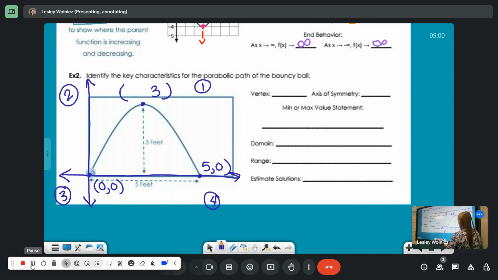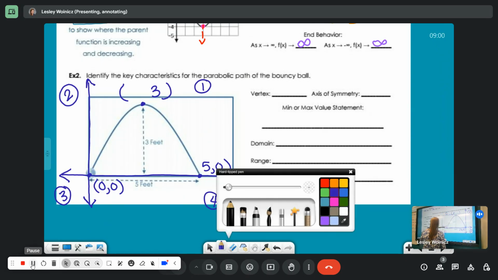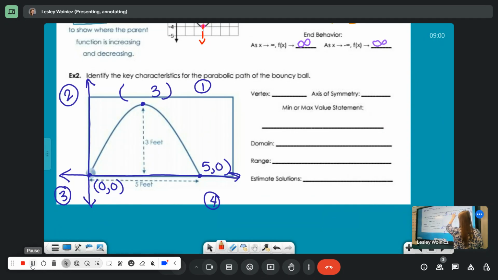Okay, now here's the exciting part. You remember my axis of symmetry, right? It chops my parabola in half. So how far to the right is my x-coordinate? 2.5. How did you get that? Because half of 5.